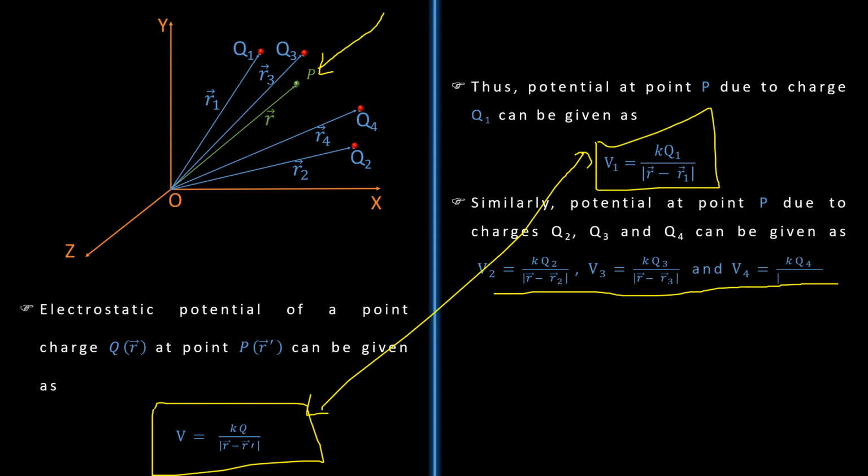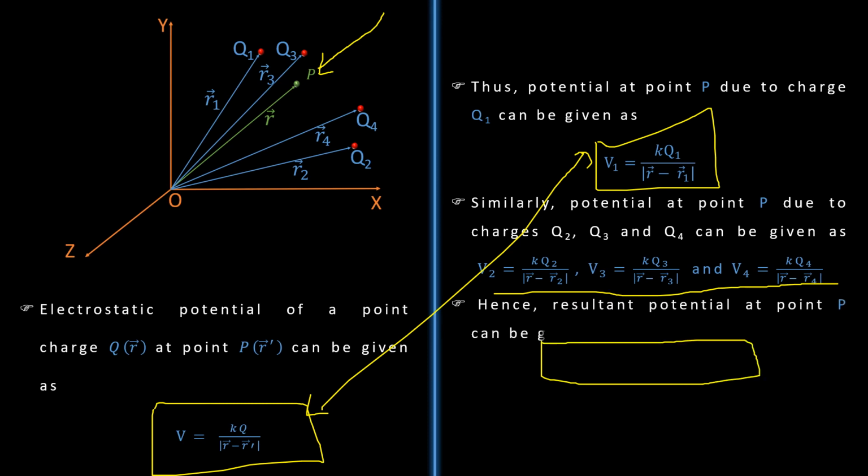Then with this logic comes the superposition principle for electrostatic potential. The resultant potential at point P is the summation of the potentials due to individual charges. State the superposition principle for electrostatic potential. What is the statement? The resultant potential V is equal to the summation of the potentials due to individual charges. So let us substitute values and simplify it.